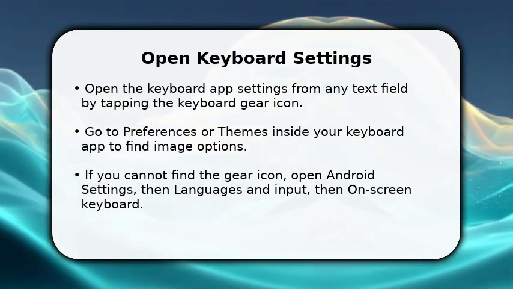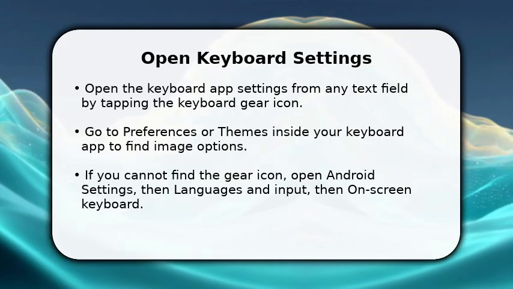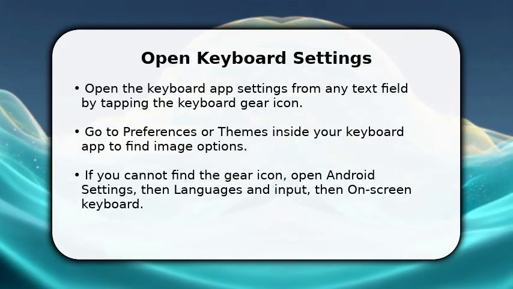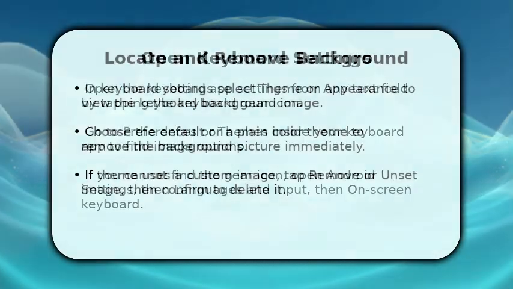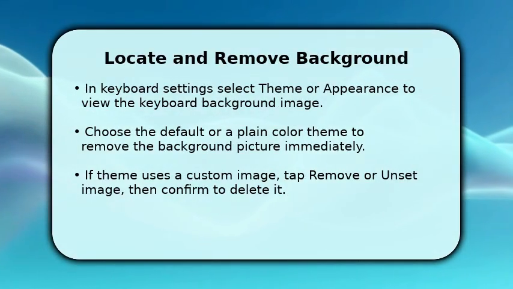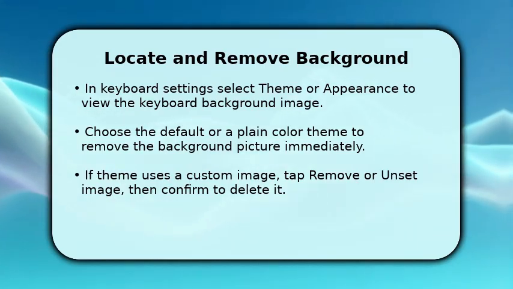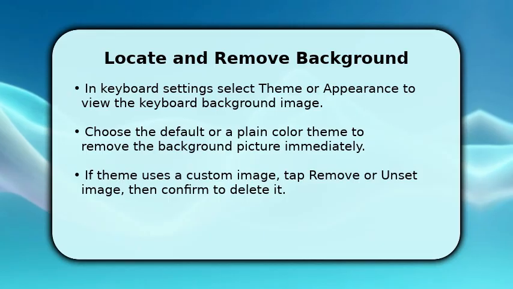Opening the specific keyboard settings is required to access themes, layouts, and image options. In your selected keyboard settings, tap Theme or Appearance to view background options. The theme screen displays default themes and any custom keyboard images you applied.